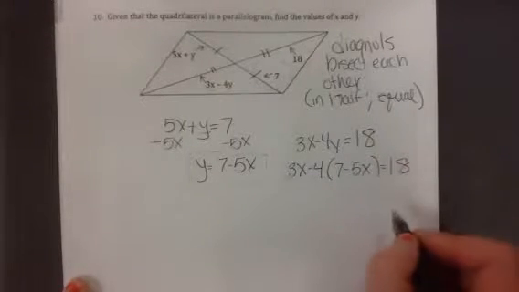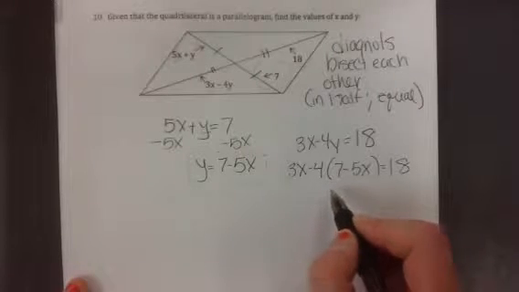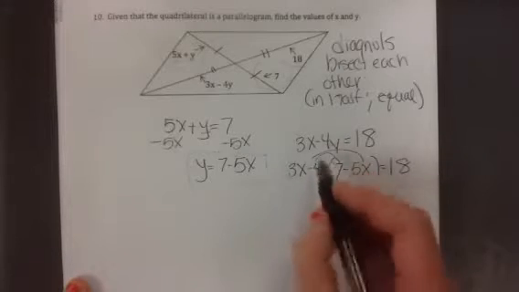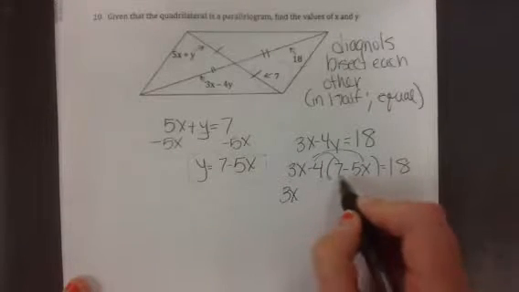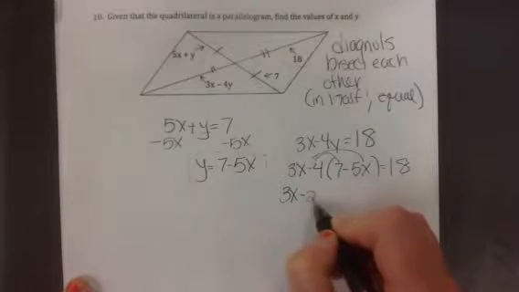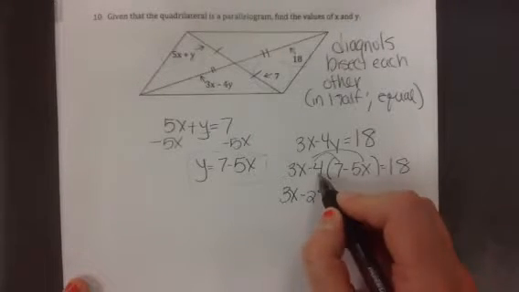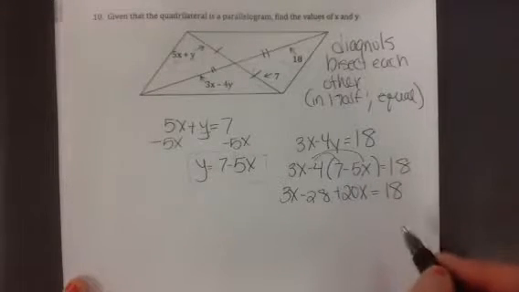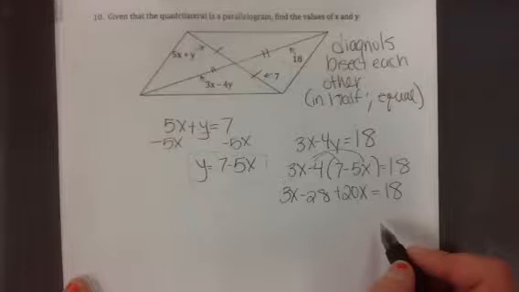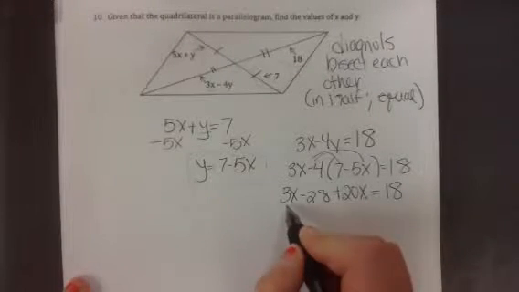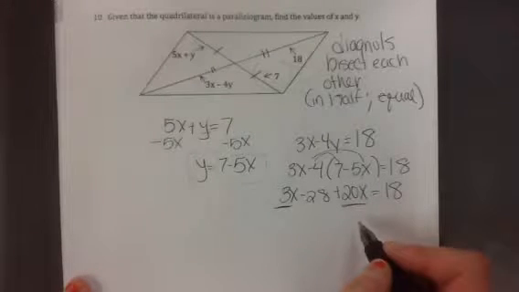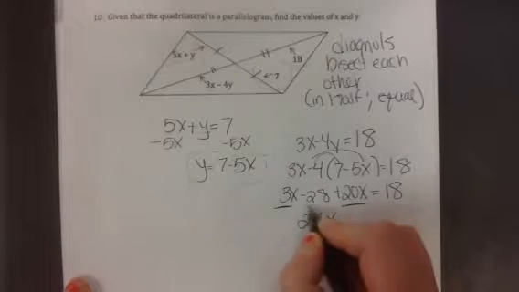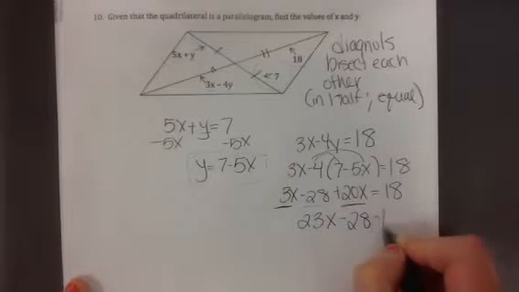is equal to 18. Alright, so when we do this, I highly suggest you distribute. That's the next step. So we have 3x minus 4 times a positive 7, that is a negative 28. And then we have a negative 4 times a negative 5x, that's a positive 20x. And this is still equal to 18. Now it's just a matter of combining like terms and solving for x. We have 3x and 20x. Those are like terms, so 20 plus 3 gives us 23x. We have a negative 28, and this is equal to 18.